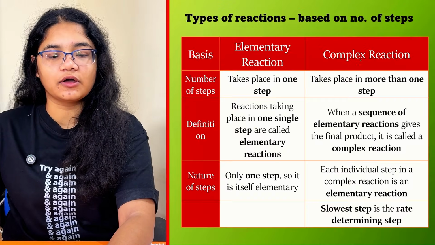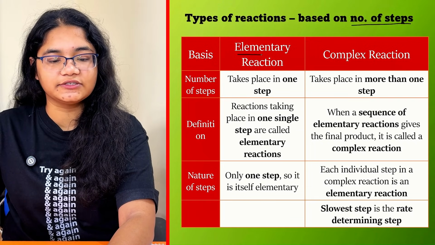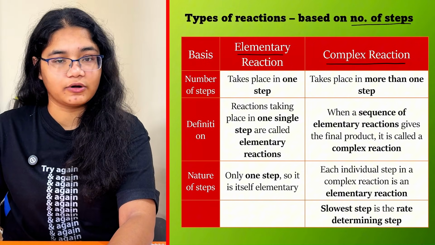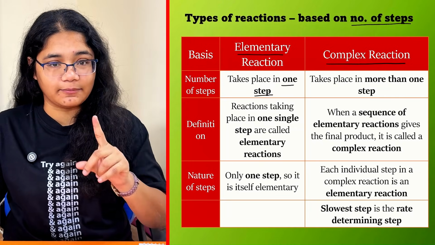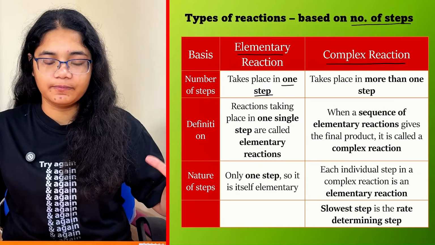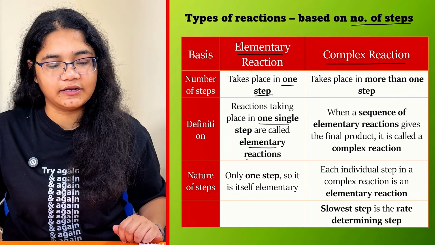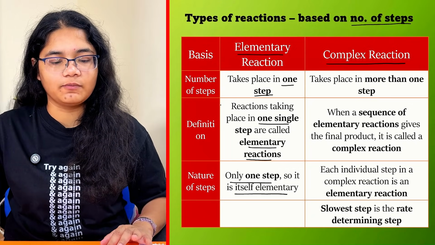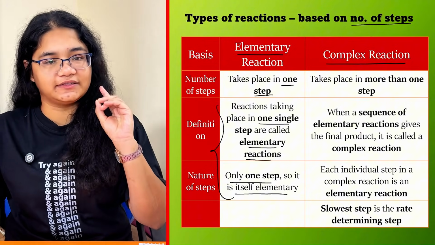Now let us talk about the types of reaction based on the number of steps. Here we have two types: elementary reaction and complex reaction. This is important. An elementary reaction is one which occurs in one single step. In one single step, the reaction is over. Reactions taking place in one single step are called elementary reactions. So all these points mean the same thing: the whole reaction takes place in one step.